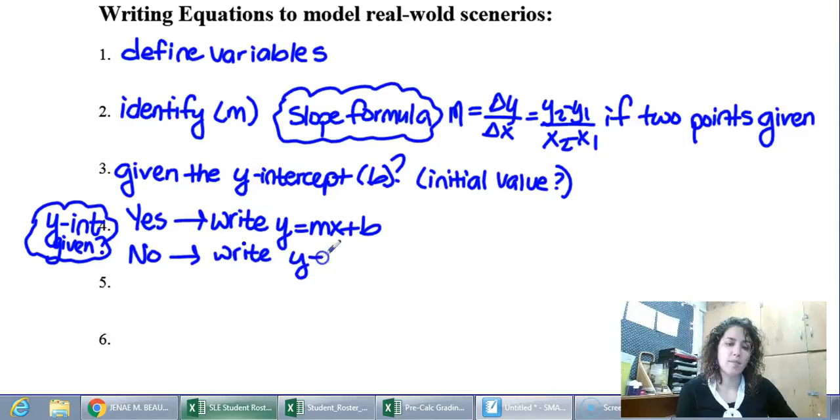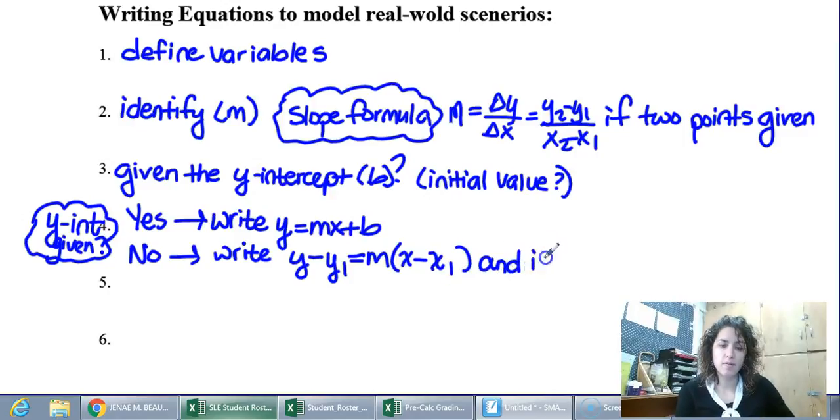So write y minus y1 equals m times x minus x1 and isolate, or solve, but we're going to upgrade our language. Make sure you say the word isolate y.